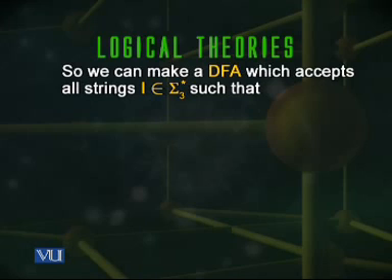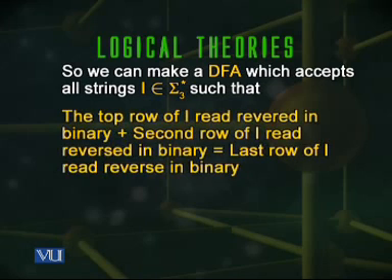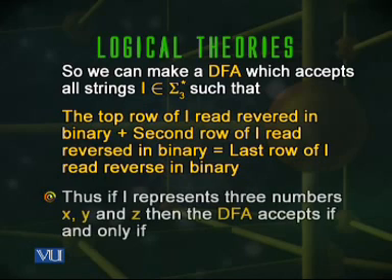So we can make a DFA that accepts all strings I such that the top row of I read in reverse binary plus the second row of I read in reverse binary is equal to the last row of I read in reverse binary. Thus, if I represents three numbers x, y, and z, then the DFA accepts I if and only if x plus y equals z. So we have been able to successfully make one DFA.